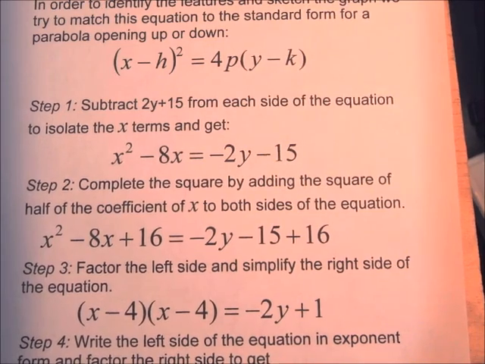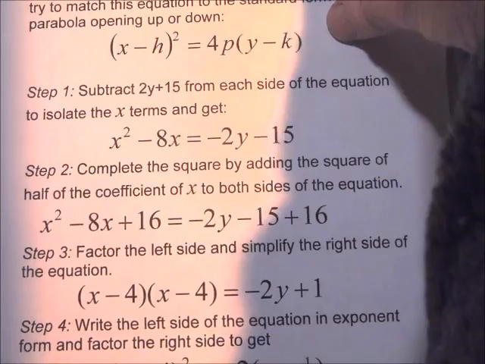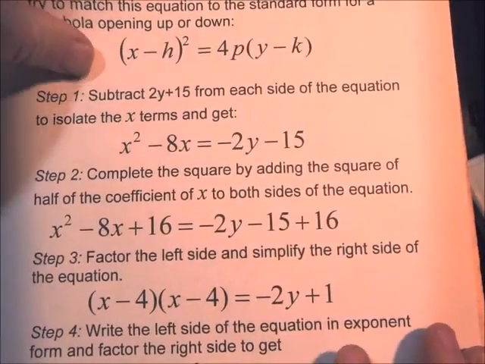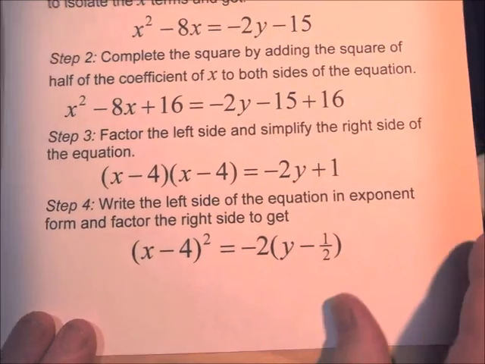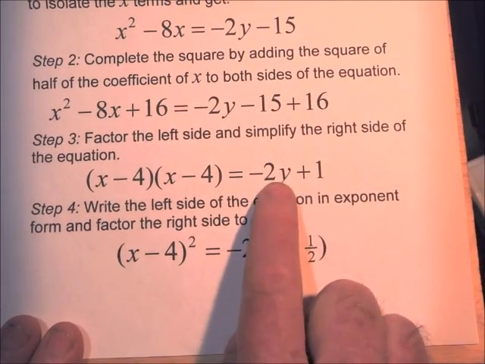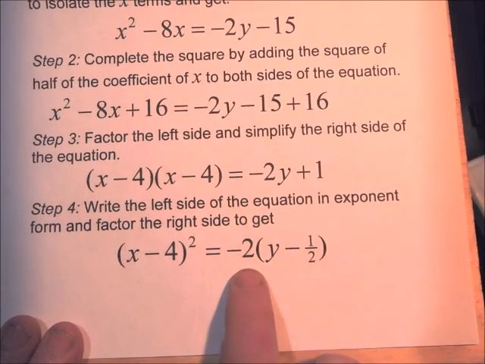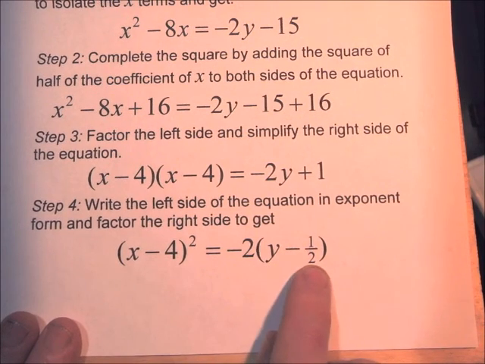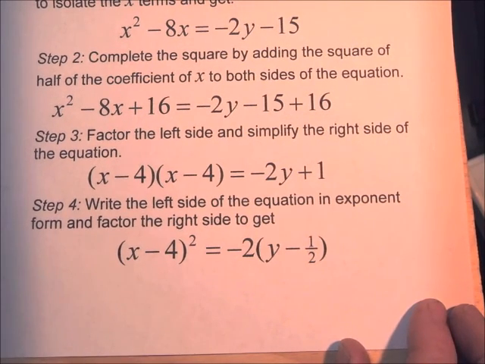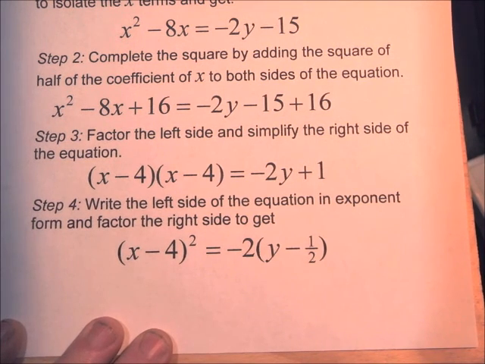And we can write the left side more compactly with an exponent. That's x minus 4 quantity squared. And then we can factor out the negative 2 from the y term. That'll give us negative 2 times the quantity y minus a half. Okay, and oftentimes the books will leave it in this form here, but we can take it a little bit further to get it more exactly in the standard form.